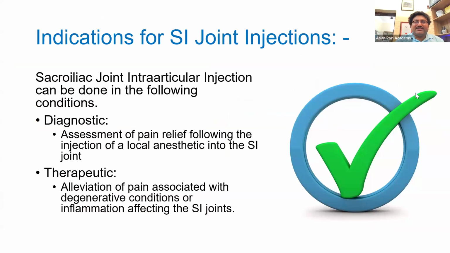Now coming to the indications, definitely there are two types of indications. One is diagnostic, to demonstrate the sacroiliac joint as the origin of the pain, and the other is therapeutic, that is the alleviation of pain associated with degenerative conditions or inflammation affecting the sacroiliac joint.